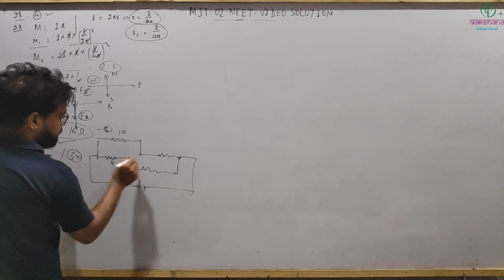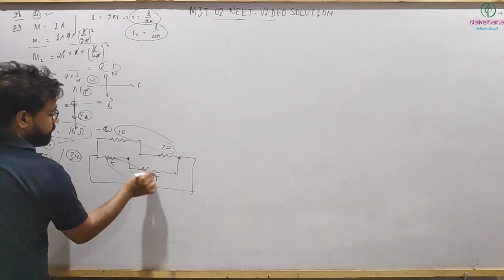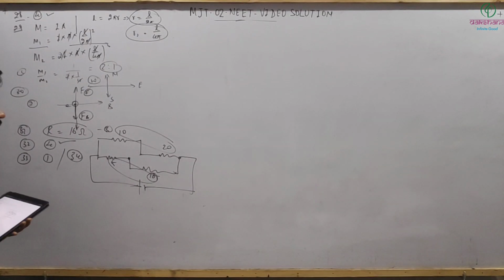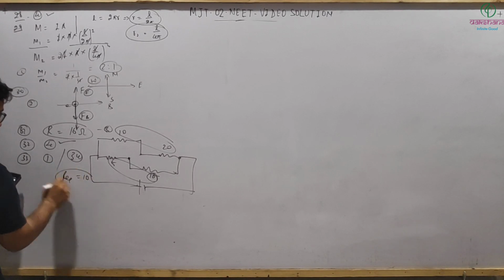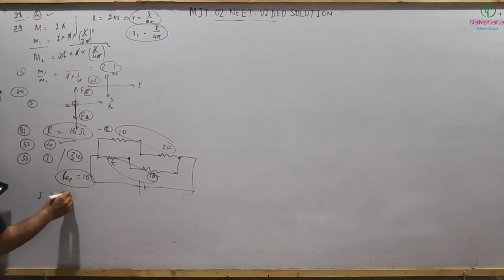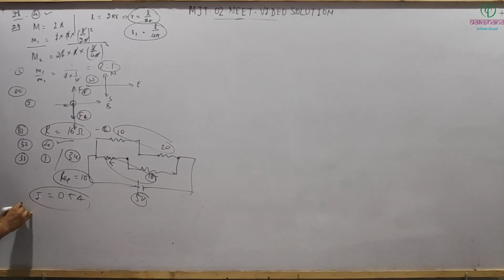This is 10, 5, 20, 10. So this is 30, 15, 1 by 30, 1 by 15. So that's coming out to be basically R equivalent is equal to 10. So the current I is equal to 0.5 ampere, 5 volt divided by 10. Next question number 35.